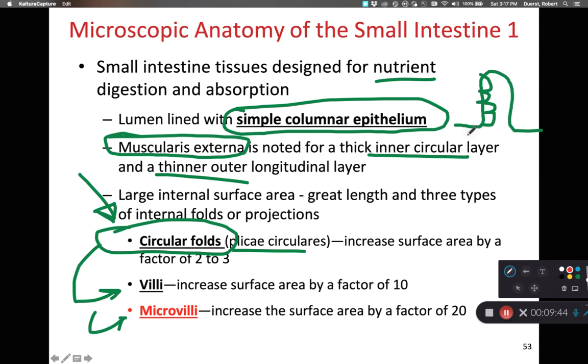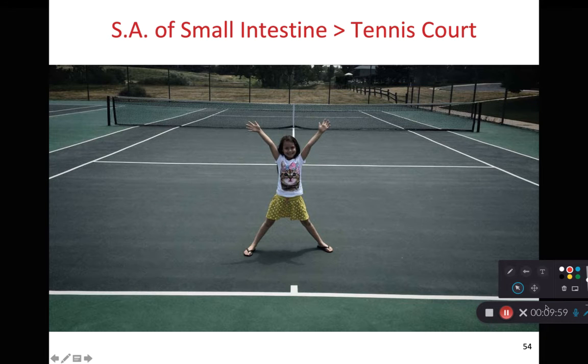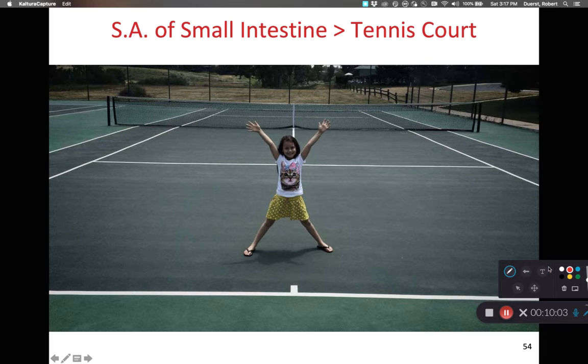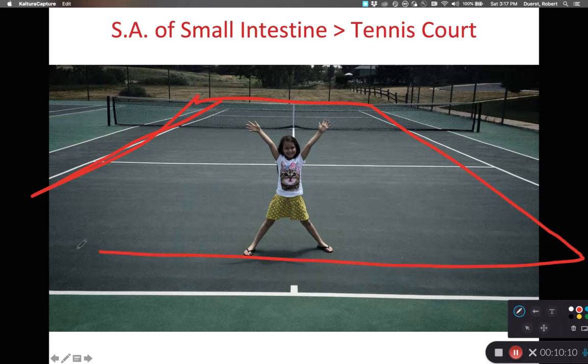And then each individual little cell has a bunch of microvilli forming a hairy brush border. And it's those microvilli that really increase the surface area more than anything else. And this is a factoid that's always stuck with me since I was in high school. The surface area of the small intestine is greater than the surface area of a standard tennis court.